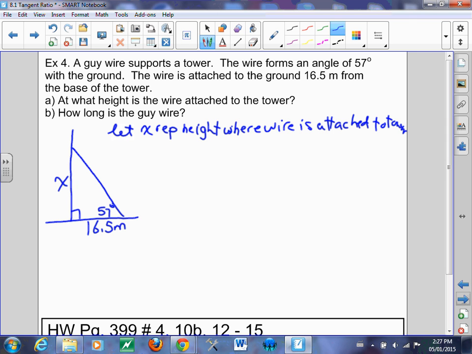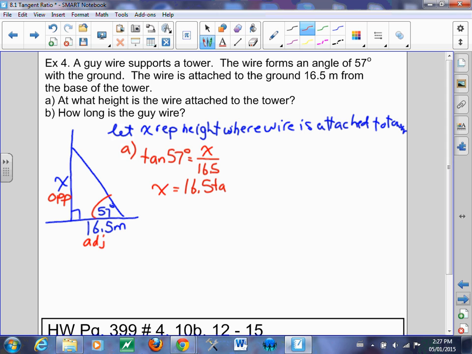So what I now need to do is decide what sides I have. Here's my angle of reference. I have my opposite side and I have my adjacent side. So for example A, I'm going to go tan 57 degrees equals opposite over adjacent. I always like when my unknown is on top because then you can just cross multiply. So X equals 16.5 tan 57 degrees. Plug in your calculator, ladies and gentlemen, and X equals 25.4 meters.